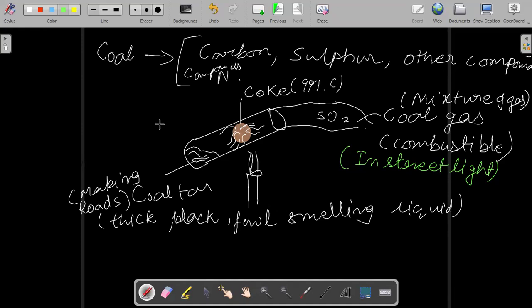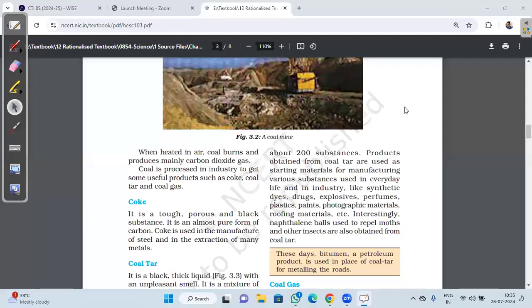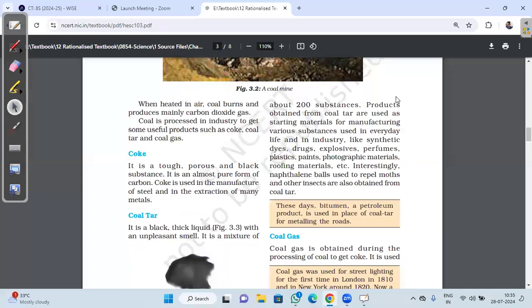So these were the things which we can use: coal gas, coke, and coal tar. See, coke is a tough, porous, and black substance. So how did coke become porous?